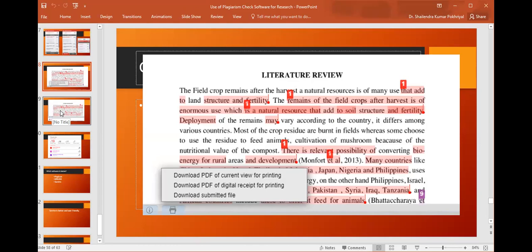And the first one is the most important. First one means download PDF of current view for printing. If you download the current view, you will get a PDF which will give you the highlight or color combination of different sources of plagiarism, so that you can use it to revise your document.